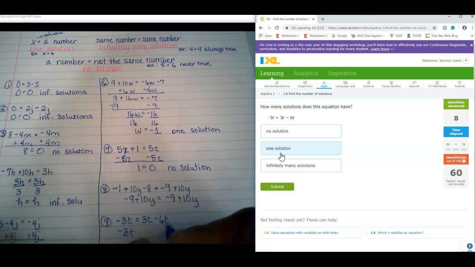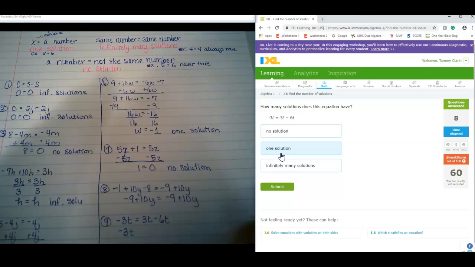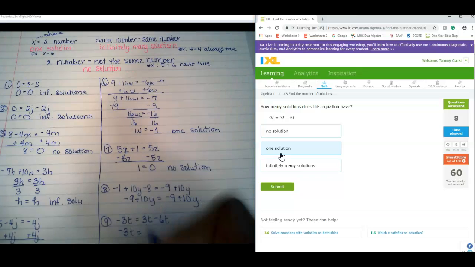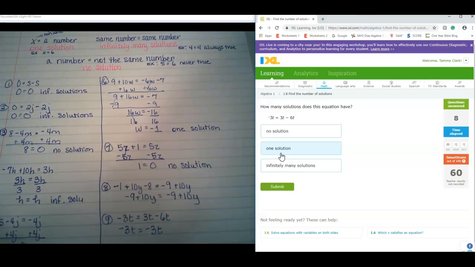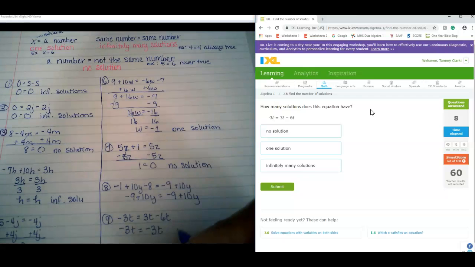Well, 3t minus 6t, or you can think of it as negative 6t plus 3t. Either way, that would be negative 3t. Both sides equal each other, so how many solutions does this have? It would have infinitely many solutions.